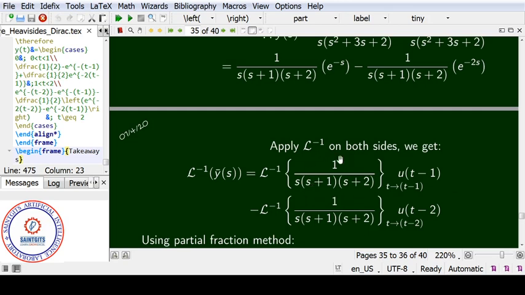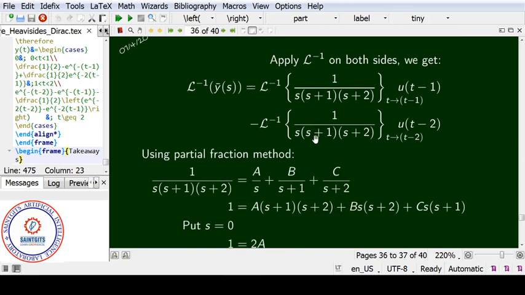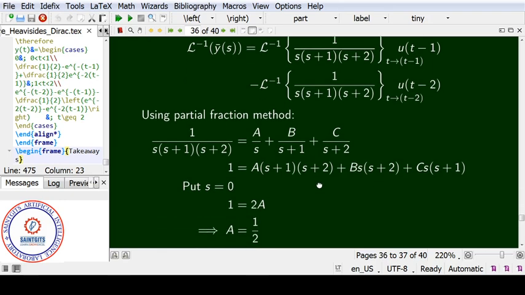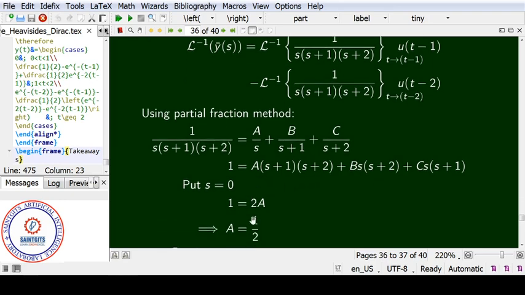Then we take the inverse Laplace transform of this one using partial fractions, then substitute here. So using the partial fraction method, 1/(s(s+1)(s+2)) can be written as a/s + b/(s+1) + c/(s+2). Cross multiplying, I get 1 = a(s+1)(s+2) + b·s(s+2) + c·s(s+1). Then by elimination I can find a, b and c.